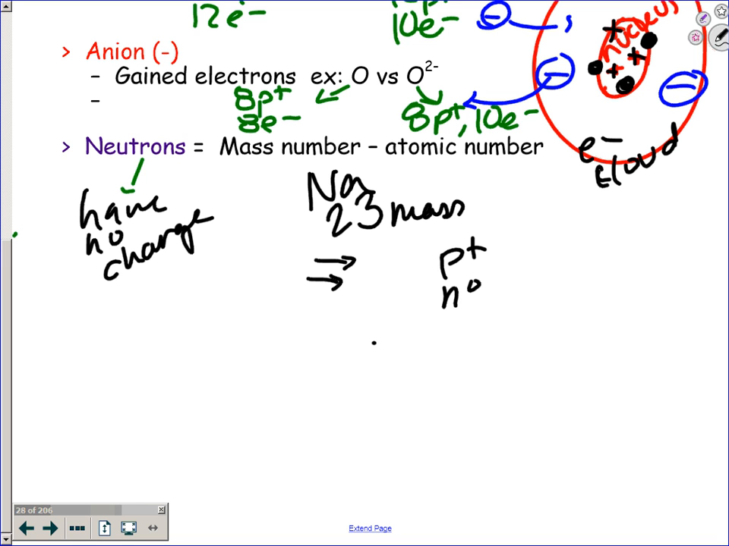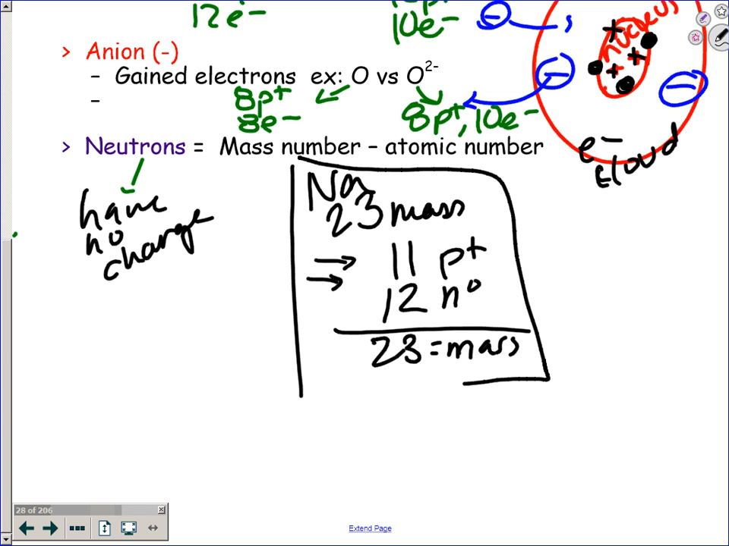How many protons does sodium have? 11. So how many neutrons should it have? 12 to overall give us 23. Or 23 is our mass. So that's one example. Or you could take the mass number of 23, subtract the atomic number of 11 to get the neutrons of 12.